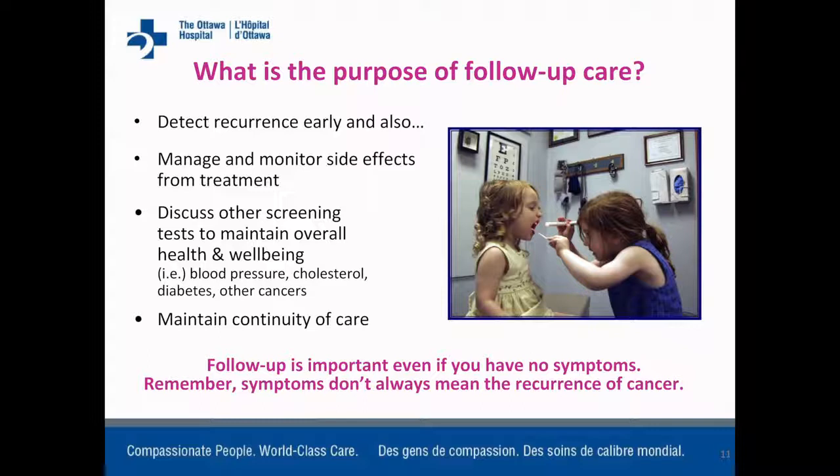It's important to remember, too, that follow-up is important even if you don't have symptoms. And Gail's going to talk to you not only about the screening programs in the province of Ontario in just a moment, but also around the follow-up guidelines. And one of those guidelines is being seen by your primary care provider at regular intervals of time.